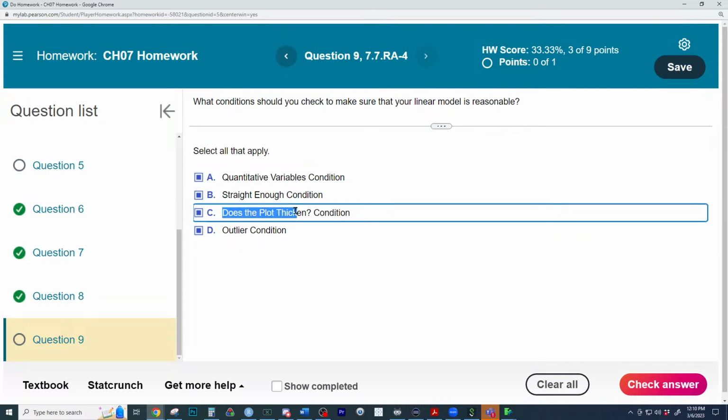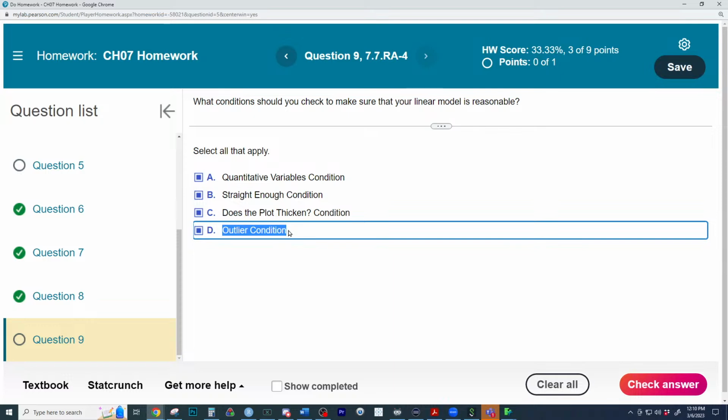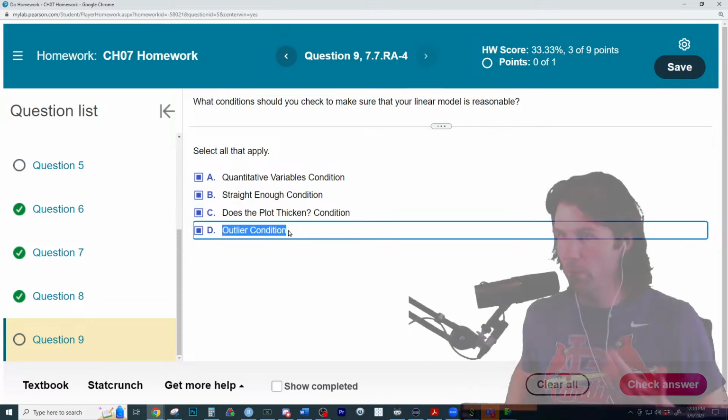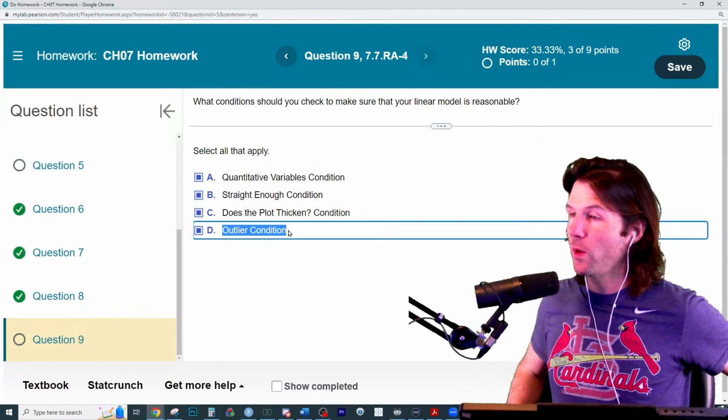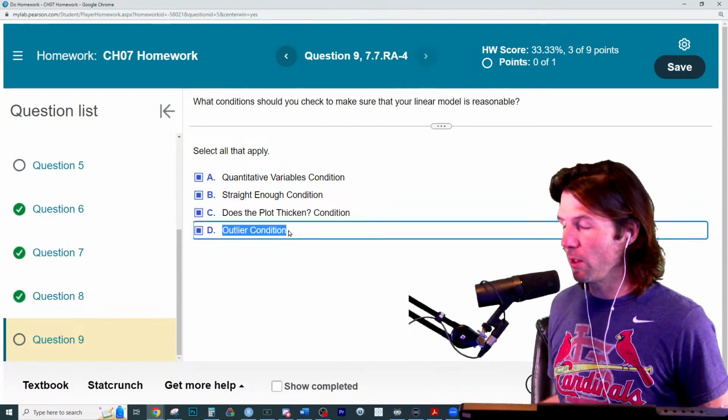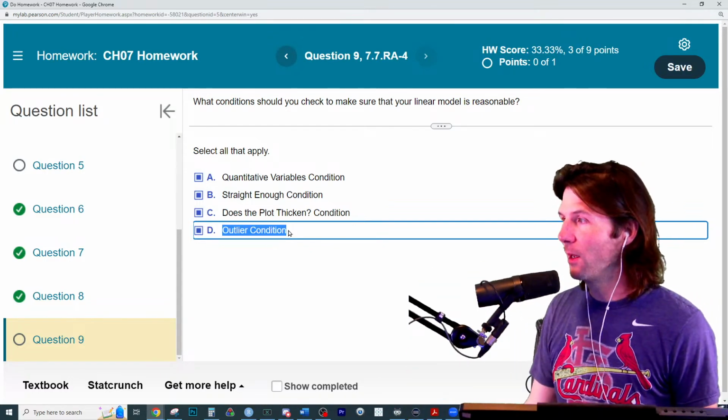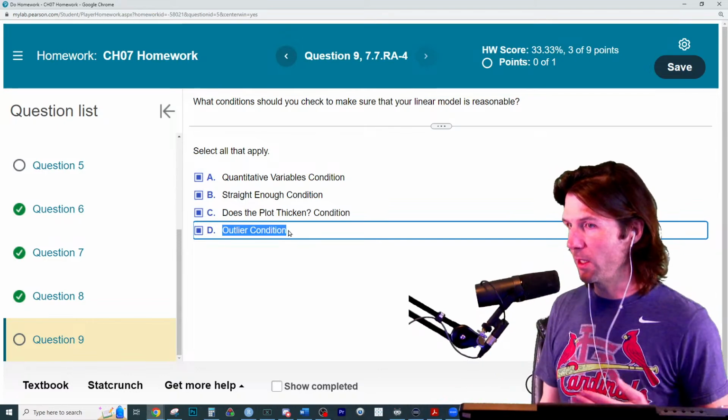For the outlier condition, I prefer to say no outliers. Let me tell you why I say all the conditions the way I do. QQ means two quantitative variables. You should know it more than QQ, because what does QQ mean? Well, QQ means X and Y are both quantitative variables.